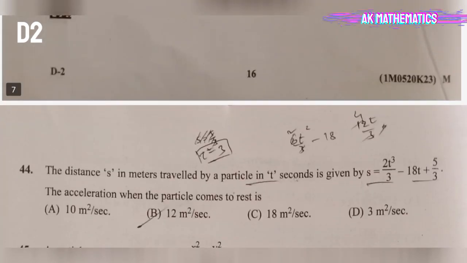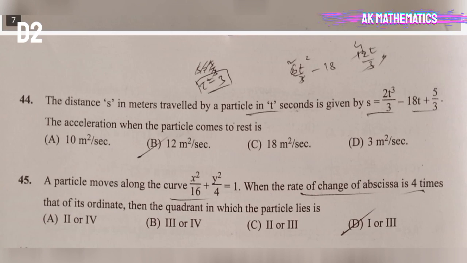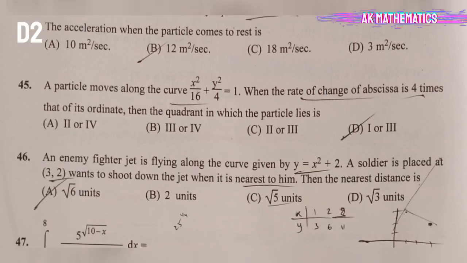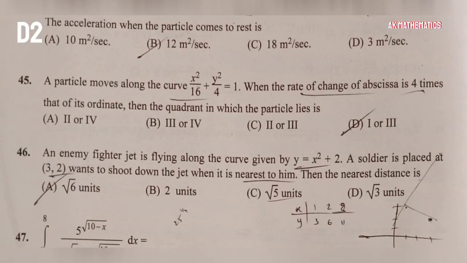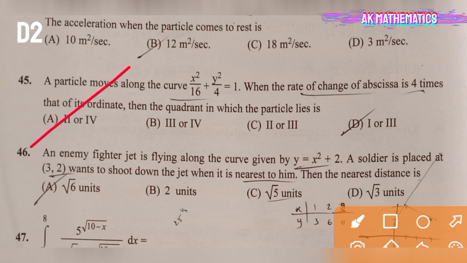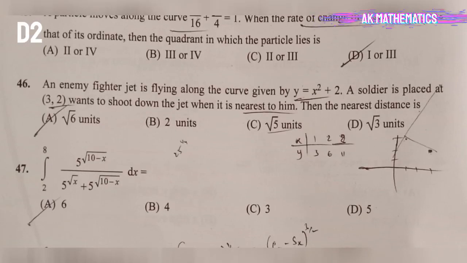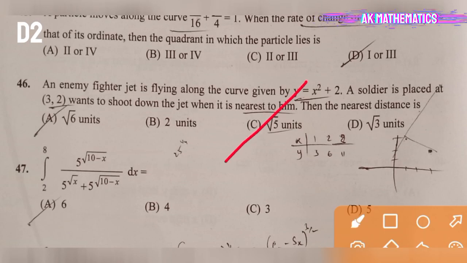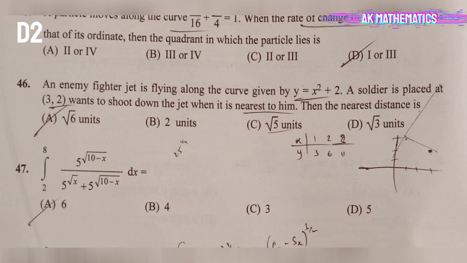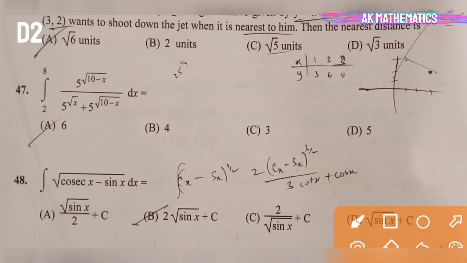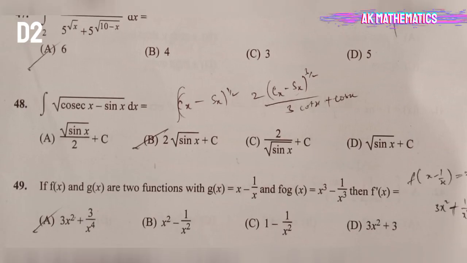Let us move for 44th. It is option B, 12 meters square per second. 45th question, it is option A, 2 or 4. 46th, it is option C. 47th is again option C, 3. Let us move for 48, that is option B, 2 root of sin x plus c.